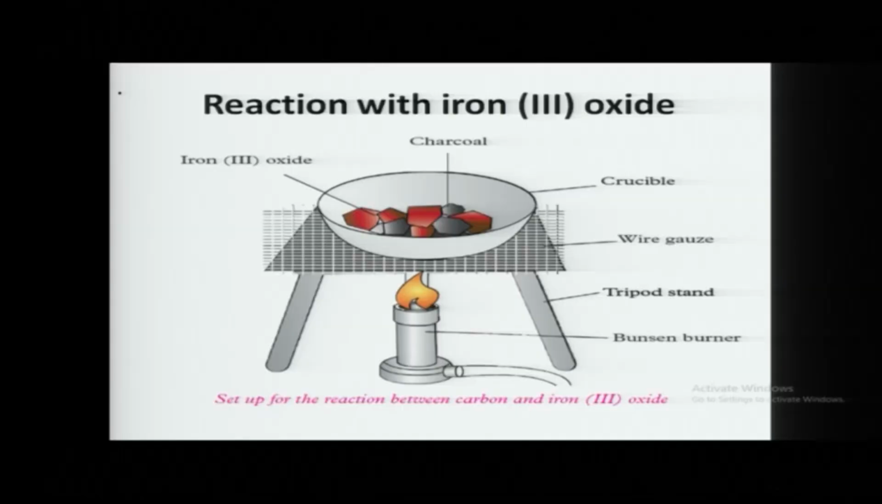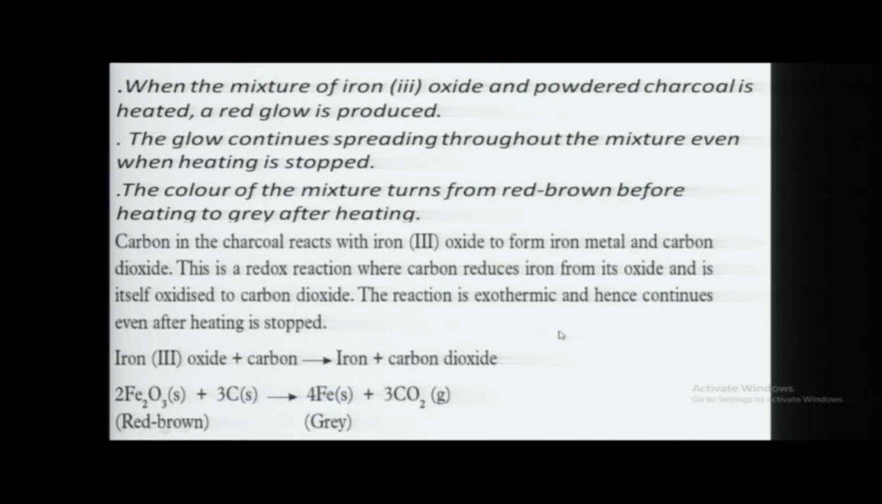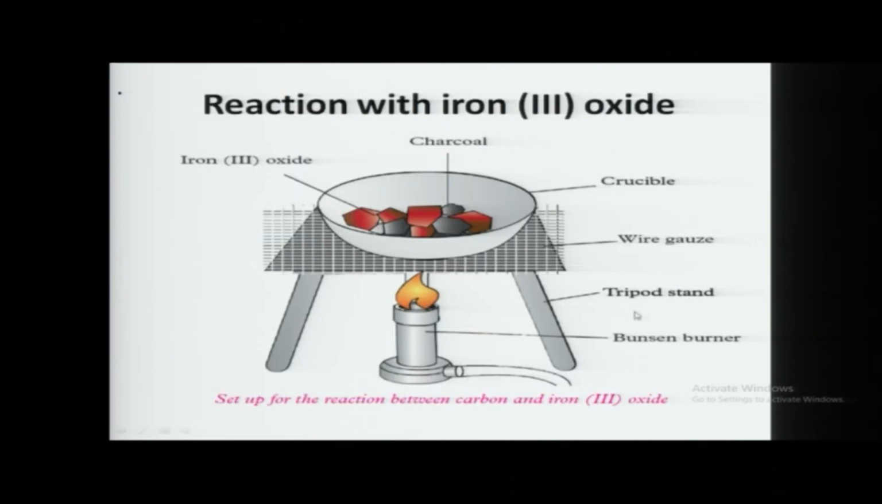Now, reaction with iron 3 oxide. Whenever I say reaction with iron 3 oxide or any other thing, I mean carbon reacting with iron 3 oxide. So this is charcoal, black, with iron 3 oxide, red. There is some heating there, with a Bunsen burner, you can see. What takes place there? That's what we are going to see.